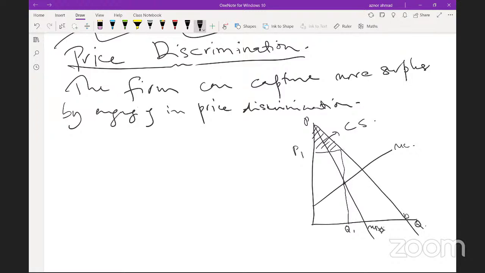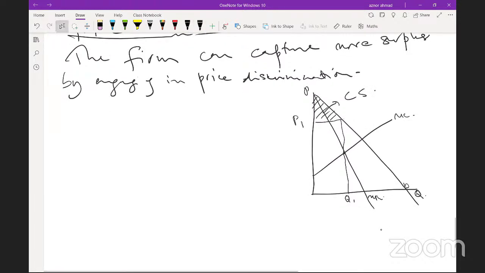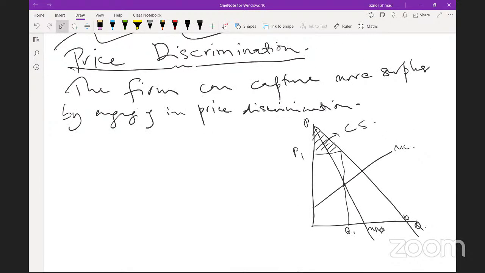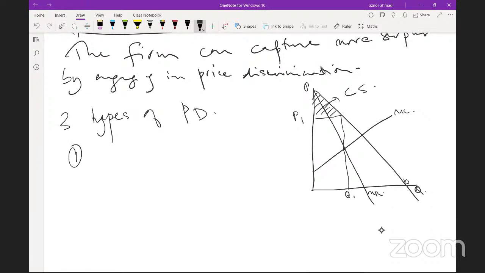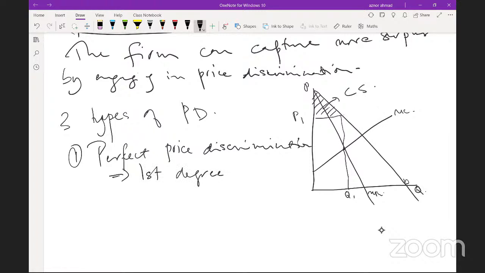And what we say about capturing more surpluses is that there are three types of price discrimination that we're going to cover today. The first one will be perfect price discrimination, or sometimes, a long time ago, also called first degree price discrimination.